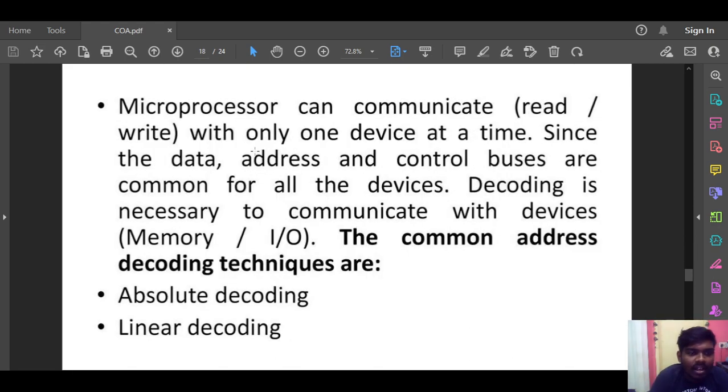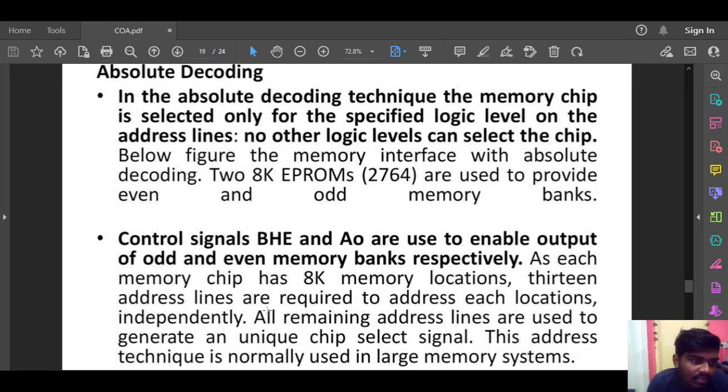Microprocessor can communicate, read and write with only one device at a time. Since the data, address and control buses are common for all the devices, decoding is necessary to communicate with the devices, memory and input-output devices. The common address decoding techniques are absolute decoding and linear decoding.